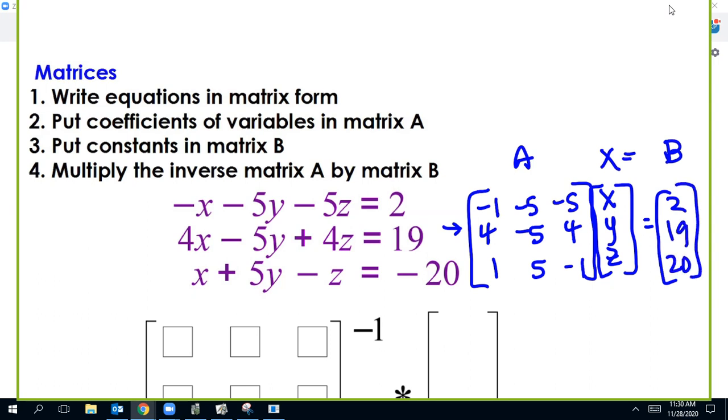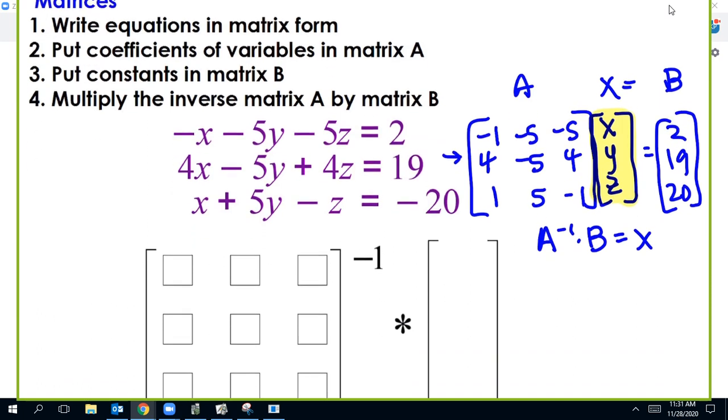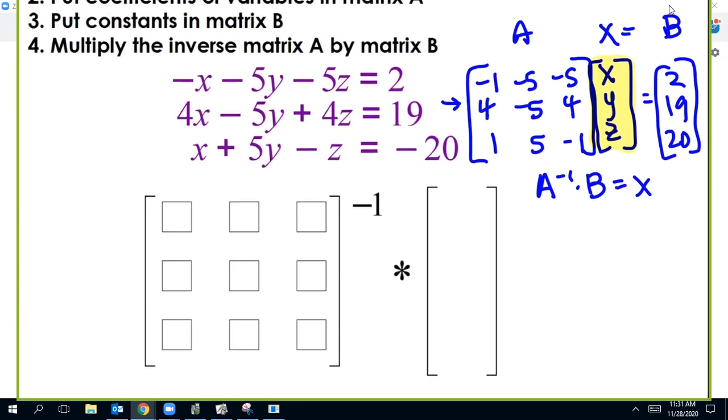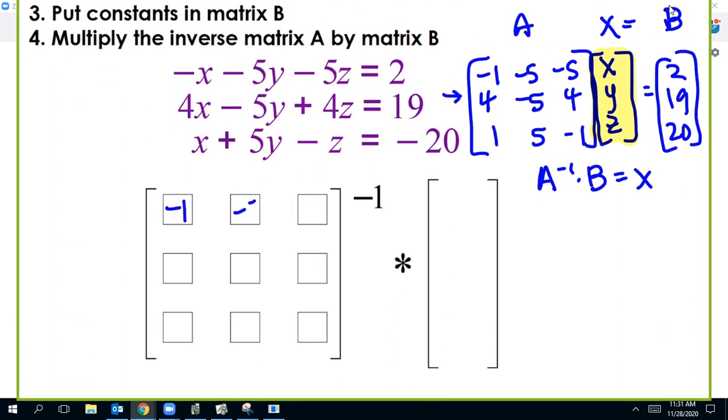So if I want to find this variable matrix right here, then I can do inverse of A times B equals X, just like we kind of did with our sine function and stuff. And so what you do is you just put all the coefficients in a 3 by 3 matrix. So negative 1, negative 5, negative 5, 4, 5, 4, and then 1, 5, negative 1. And then you multiply that by your solutions.